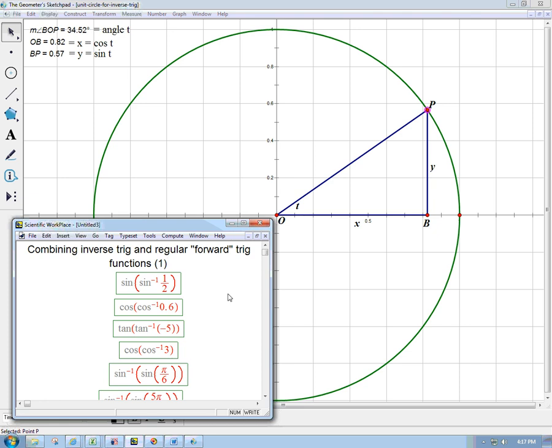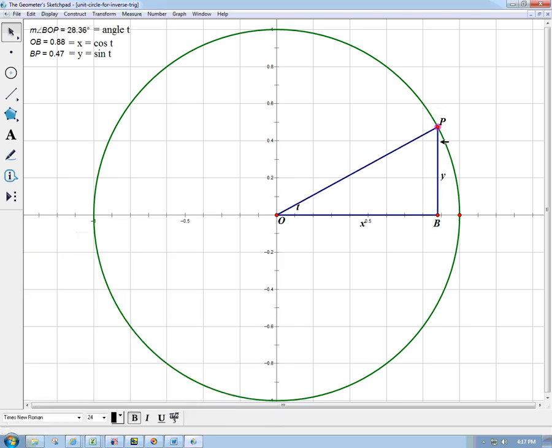Let's look at some examples of combining inverse trig and regular trig functions. I often call them forward trig functions. First, a real quick context setting. Remember, what we're doing here is the backwards version of what we've been doing before.